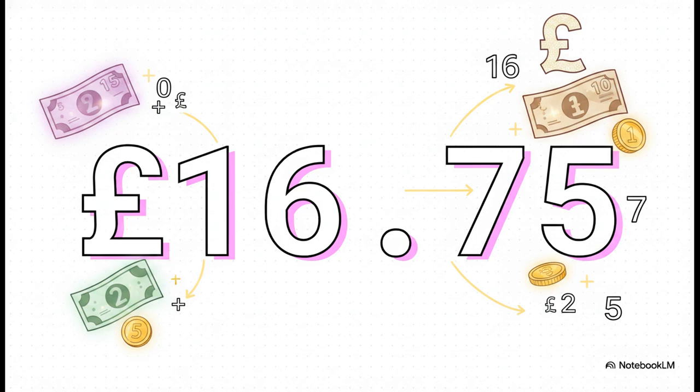0 plus 5 is 5. 5 plus 2 is 7. Drop the decimal point. 2 plus 4 is 6. And 1 plus nothing is 1. Pop the pound sign on the front, and boom! James spent £16.75. By sticking to our strict alignment and addition rules, we solved that in seconds with zero stress.